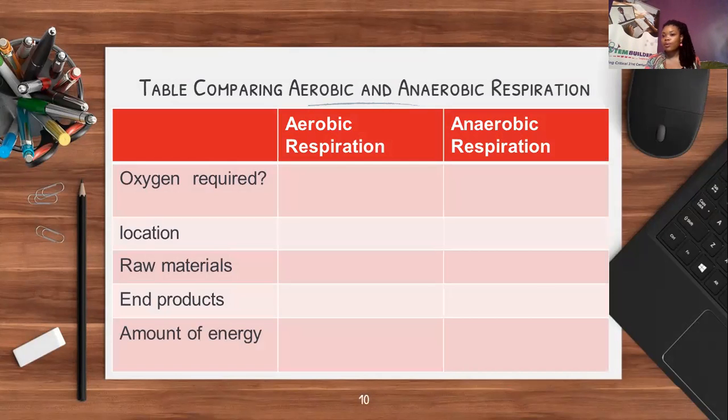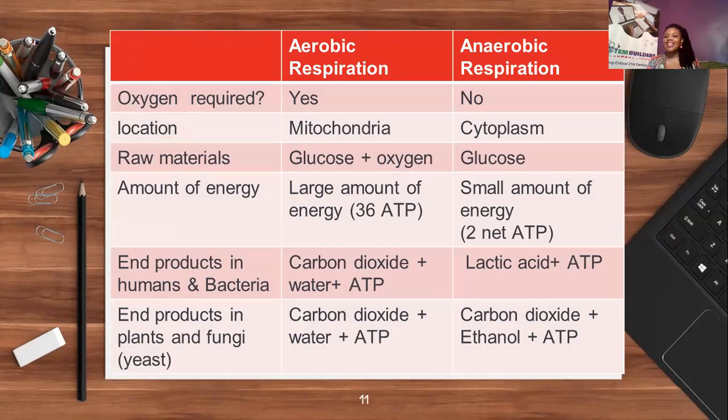Now, just to summarize everything that I've said, we could construct a table like this, where you have aerobic versus anaerobic respiration. So oxygen is required for aerobic respiration, yes, while for anaerobic, no. Where is it located? For aerobic respiration, the mitochondria. For anaerobic, the cytoplasm. What are the raw materials? For aerobic respiration, it's glucose and oxygen, and for anaerobic, just the glucose, okay? Now, we can also look at the amount of energy as mentioned before. A large amount, 36 ATP, versus a small amount, only 2 ATP, in anaerobic respiration.